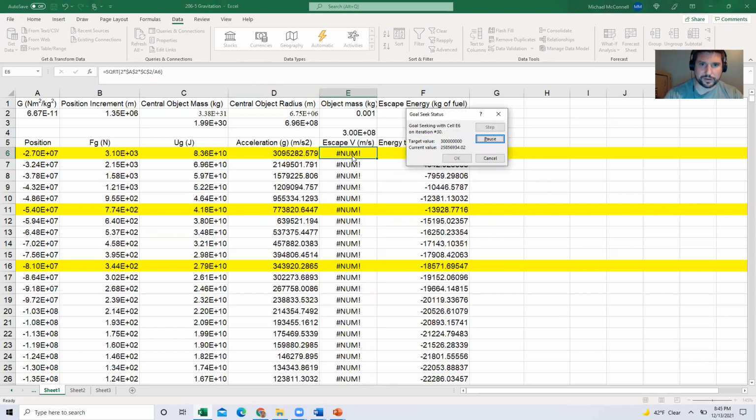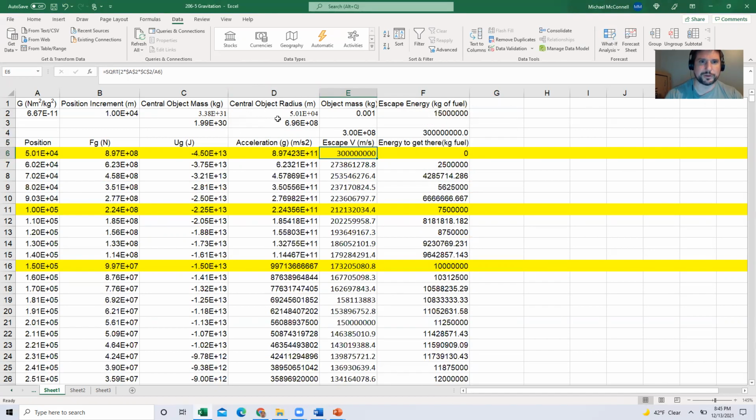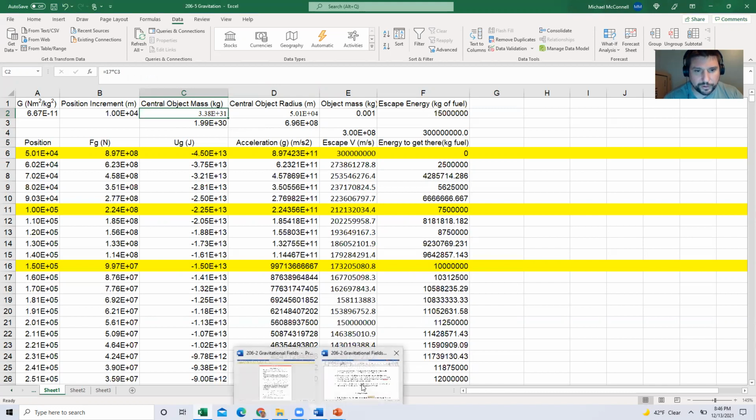And that will eventually reach the correct value when the central object radius is 5.01 times 10 to the 4th meters. So Regal A forms a bigger diameter black hole than with the sun because it has a bigger amount of material to start with. So it has a bigger size as its event horizon. All right.